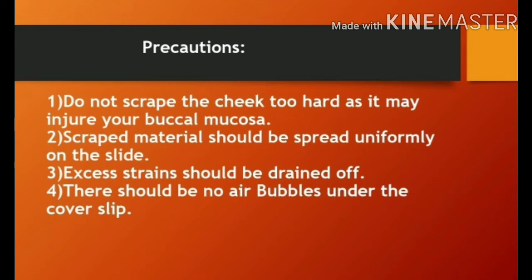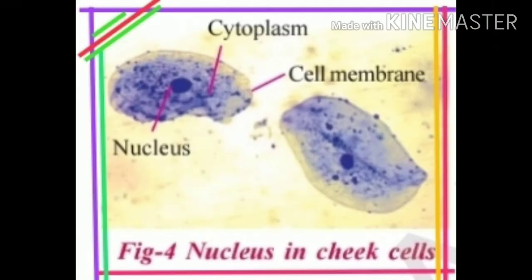After all the activity, we observe some things. The dark colored portion which you can see in the image is nothing but the nucleus, whereas the overall remaining part is the cytoplasm, and the covering which you can see here is the cell membrane.